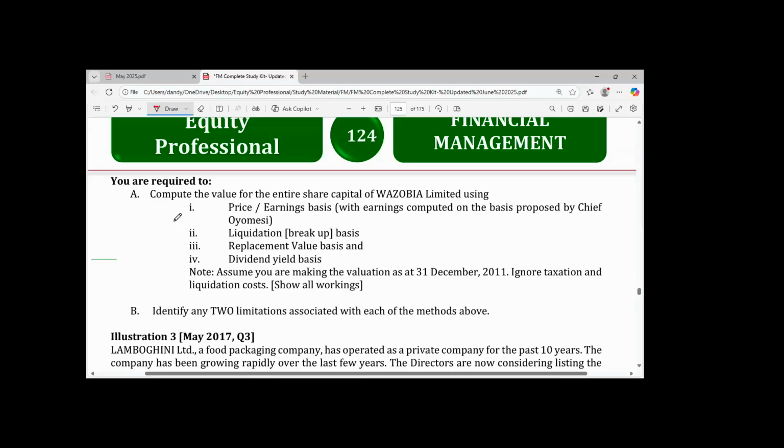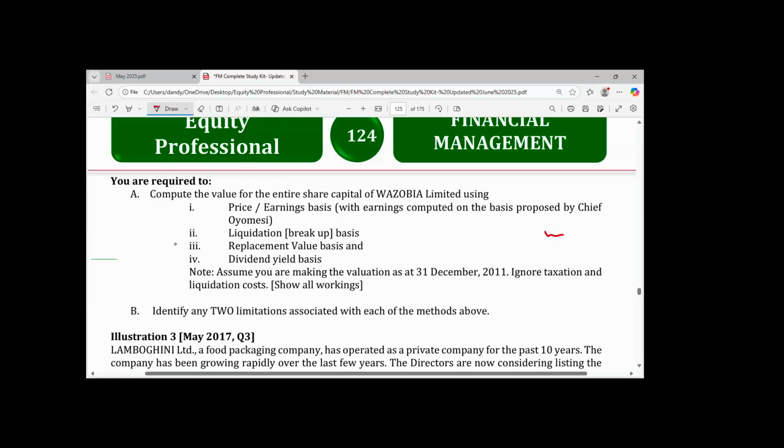You are asked to compute the value of Wazobia Limited. You want to determine the value of Wazobia Limited using price earning ratio. Like I explained to you last time, when you are valuing a company using price earning ratio, the market value of a company is calculated as price earning ratio multiplied by earnings. I also told you that the price earning ratio is mostly suitable for companies that have a profitable history, which means that a loss-making company cannot use price earning ratio for the purpose of valuation.